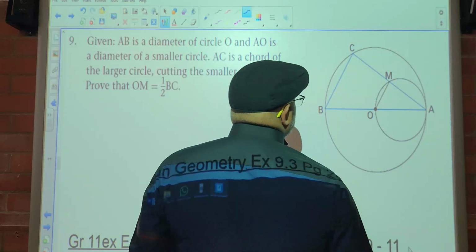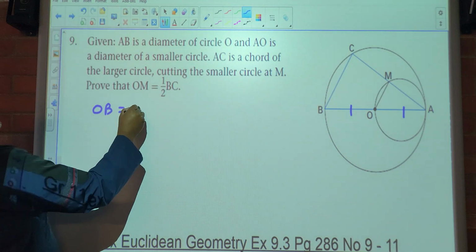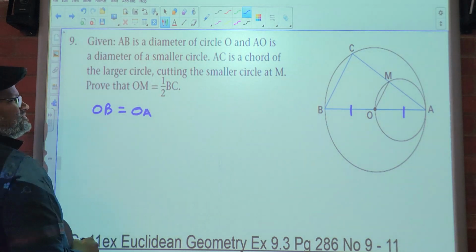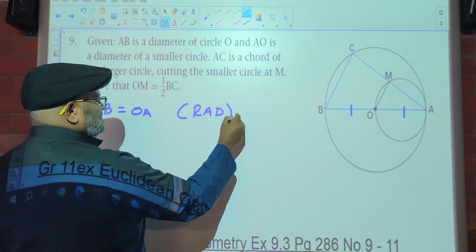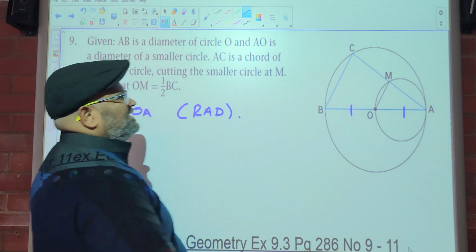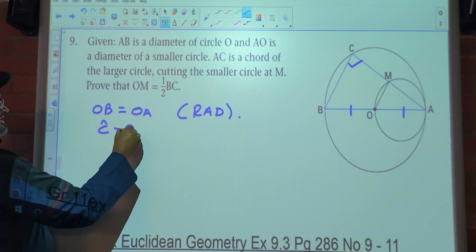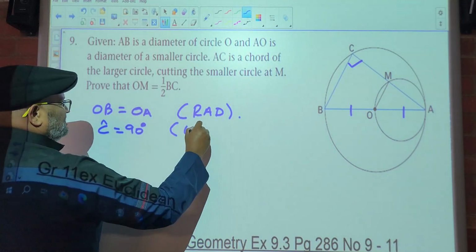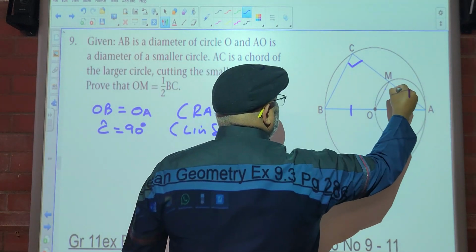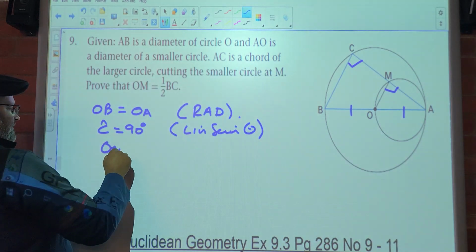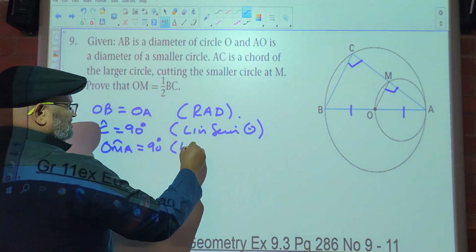So where do we start, people? We firstly say that OB is equal to OA. Why is that equal? Radii of the larger circle. Then we see that angle C is equal to 90 degrees. Why? Angle in semicircle. Then angle OMA is also 90 degrees. Why is that the case? Also angle in semicircle.